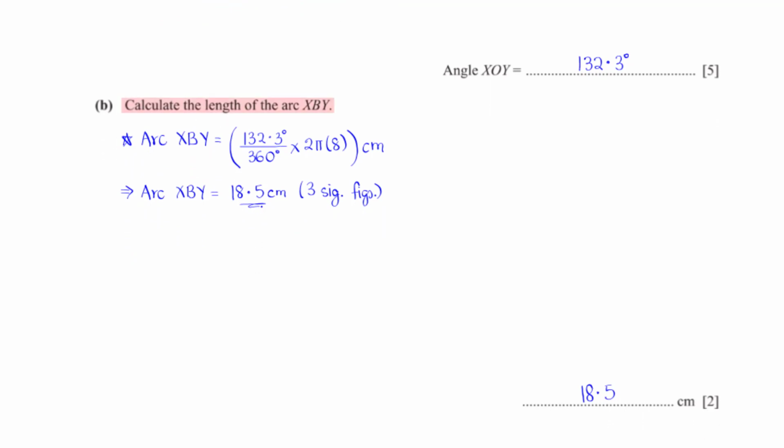Calculate the length of the arc XBY. In this case, we need to apply the arc length formula, which is theta over 360 degrees times 2 pi r, where theta in this case is 132.3 degrees and r is 8 centimeters. When we type this into the calculator, we get 18.5 centimeters rounded to 3 significant figures.